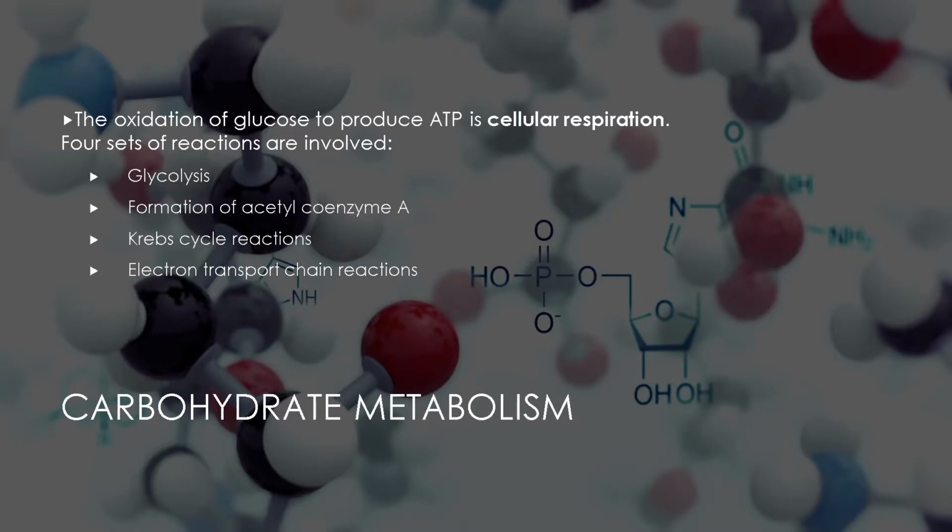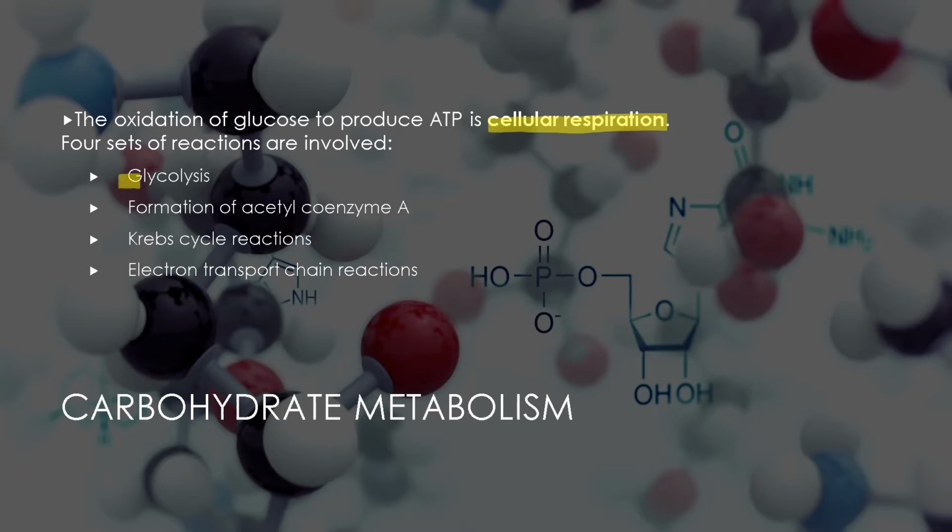Now, once glucose is in the cells, they can start to use that glucose to produce ATP. The oxidation of glucose to produce ATP is also known as cellular respiration. And cellular respiration involves 4 sets of reactions.